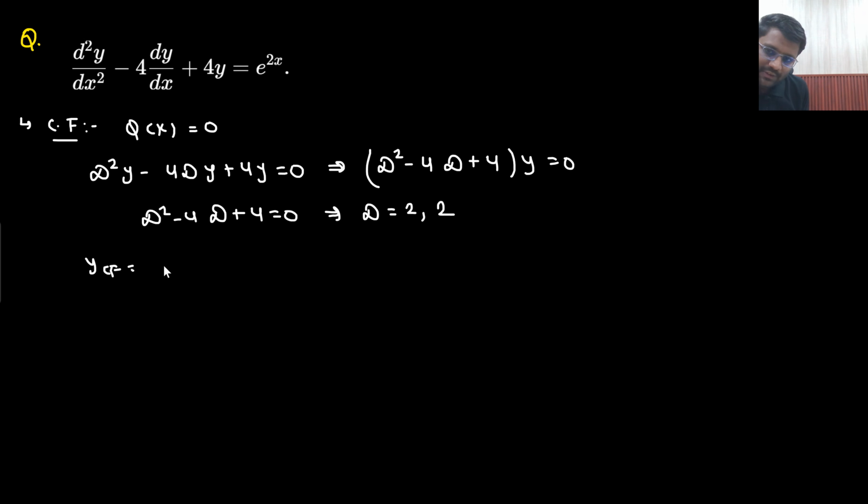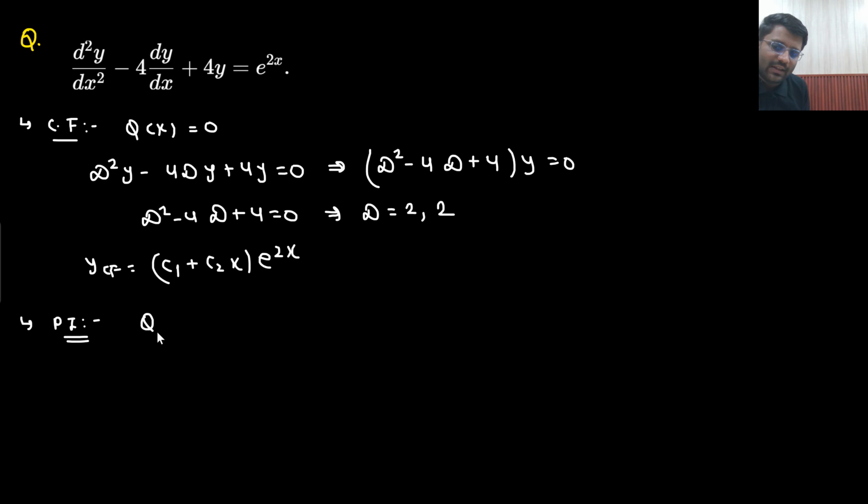So what is my complementary function? The complementary function will come out to be (c1 plus c2x) e to the power 2x. Say yes or no. This is the scenario that I am getting. Understandable? Now let's find out the PI. CF is very straightforward, no? There is nothing difficult in CF. Q of x being 0, d square minus 4d plus 4 is the characteristic equation that you are getting. Your roots are 2, 2. This is your CF, since they are repeated real roots. So (c1 plus c2x) e to the power 2x.